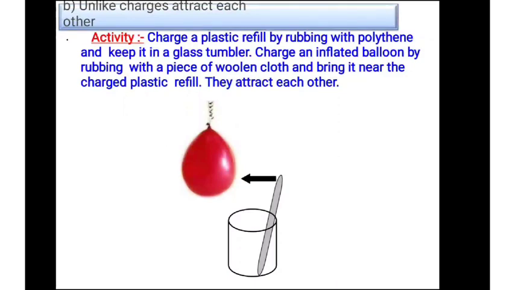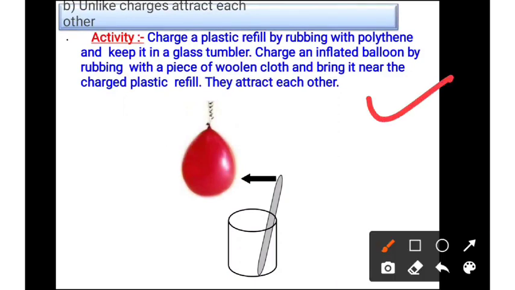Okay, this is activity 3. What is there in the activity? Charge a plastic refill by rubbing with polythene and keep it in a glass tumbler. Charge an inflated balloon by rubbing with a piece of woolen cloth and bring it near the charged plastic refill and observe what happens. So in this case, both will attract each other.